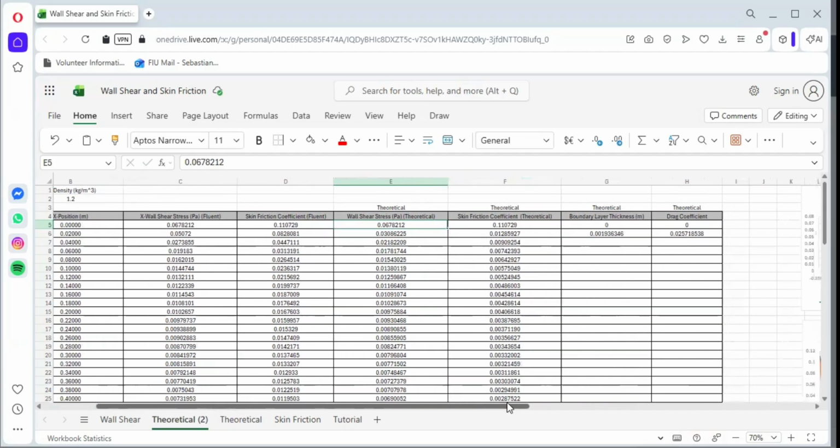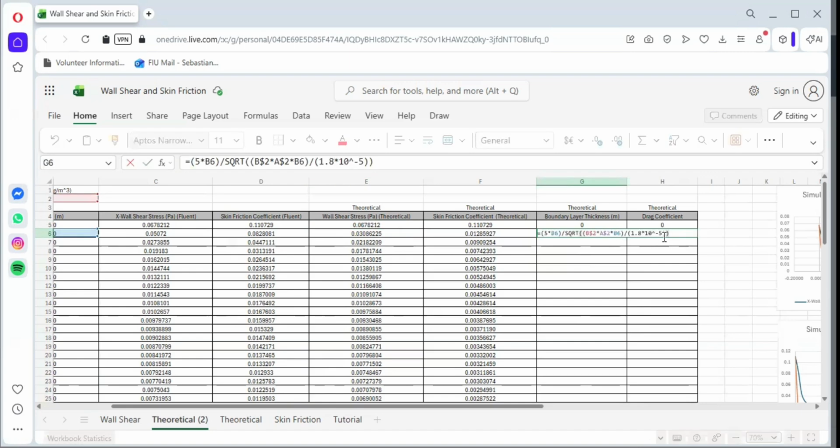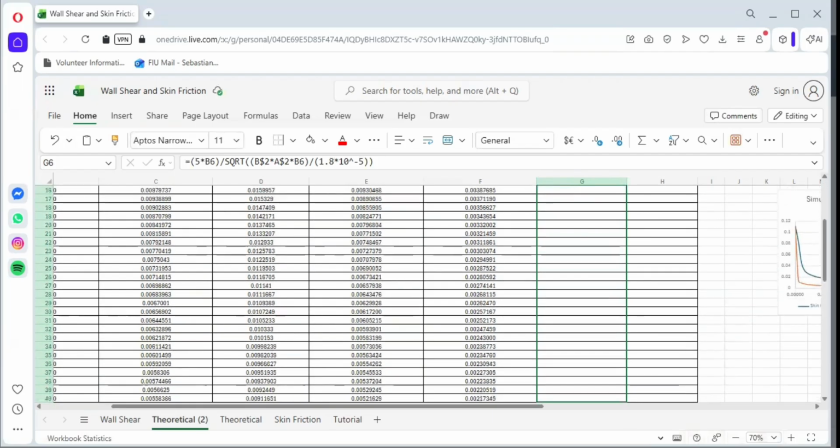All right, so moving on, we're going to look at the theoretical boundary layer. For the boundary layer, we use, again, the equations, and it is 5 times the x distance on the flat plate divided by the square root of the Reynolds number in the x direction. And here we go, this is the equation. I'm going to drag it down again.